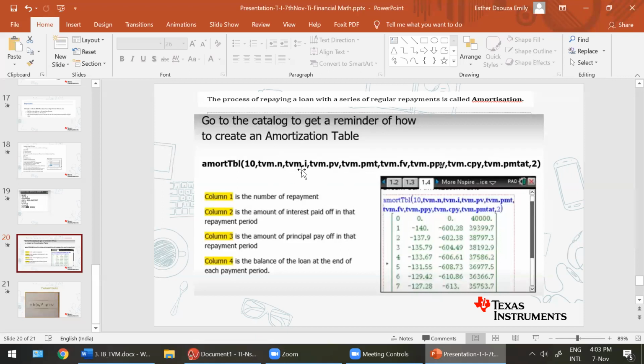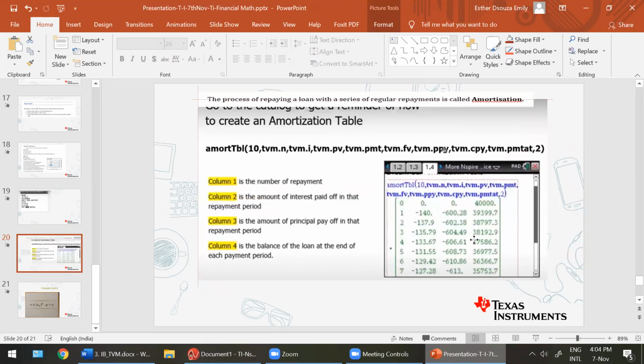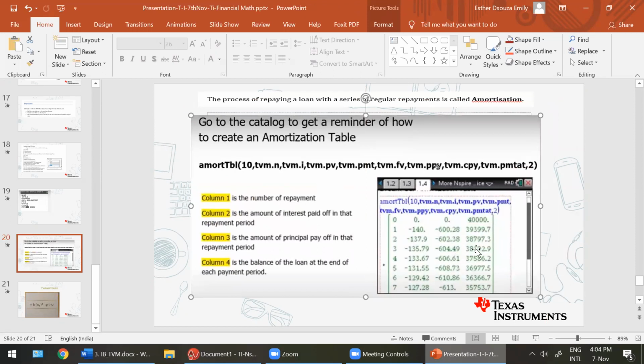Then I is your interest per annum, which is reflected in the second column. Can you see my cursor moving? The first column represents the number of repayments, the second column represents the interest, the third column represents the principal paid off in that repayment period, and the fourth represents the balance of the loan at the end of each payment.